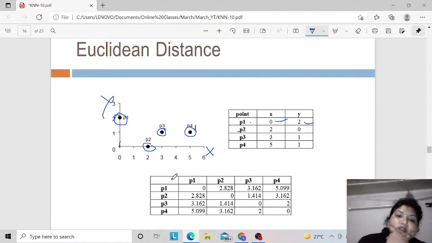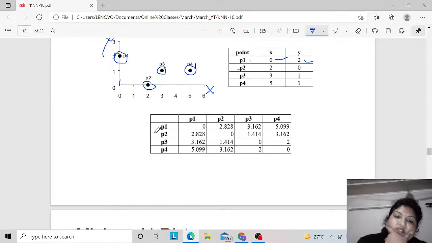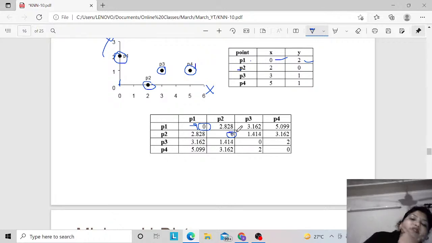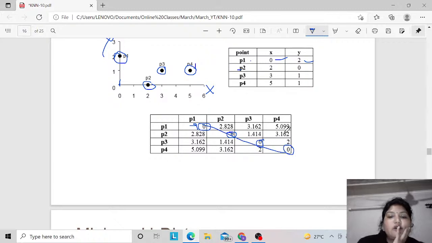Here we have different points that we have plotted. Now let us find the distance. When you measure the distance from a point to itself, P1 to P1, it would be 0, and the same for P2 to P2. If we subtract and square, it gives the 0 value. P3 to P3 is also 0, and P4 to P4 is also 0. So you get 0 values when comparing a point with itself.